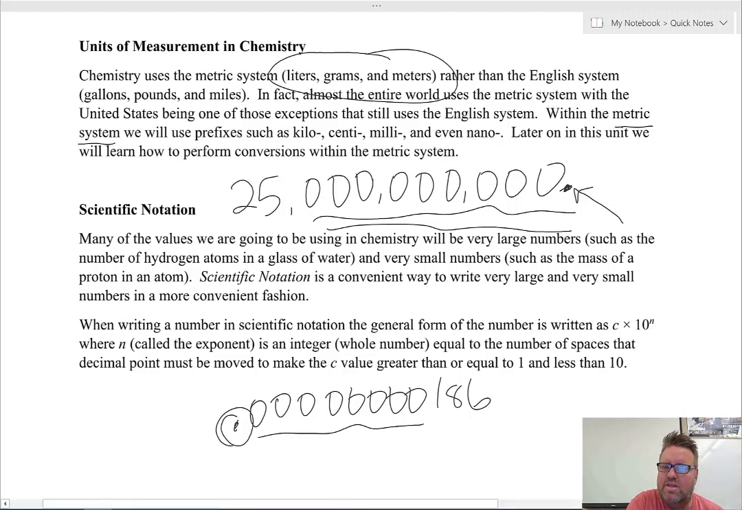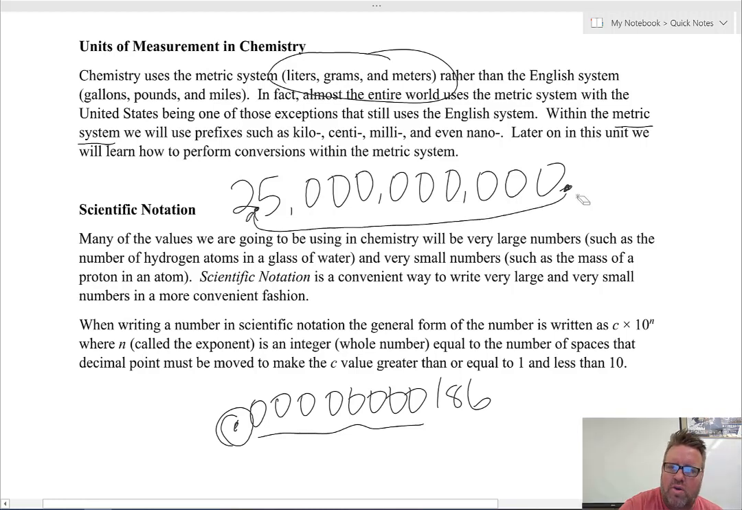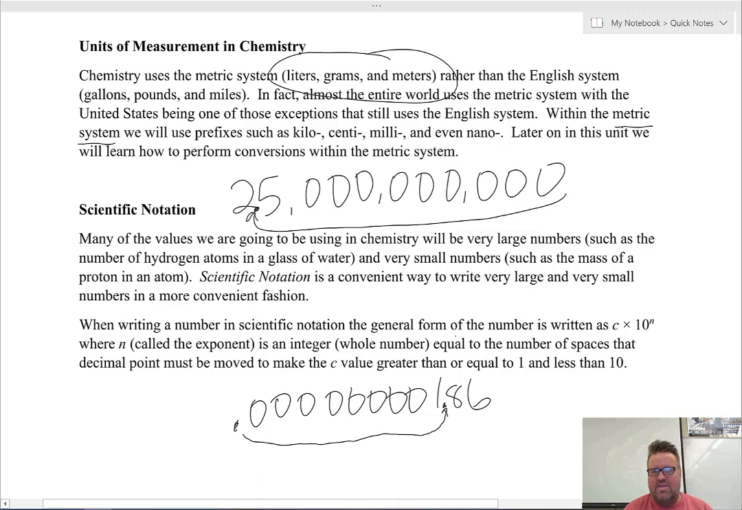Well, clearly, to make 25 billion a number between 1 and 10, I'm going to have to move this decimal point from here all the way to right there. And by moving it there, notice that my number is now 2.5. And that is a number between 1 and 10. It must be a number between 1 and 10. Same thing here. Where do I move this decimal point to make it a number between 1 and 10? Right there, 1.86.